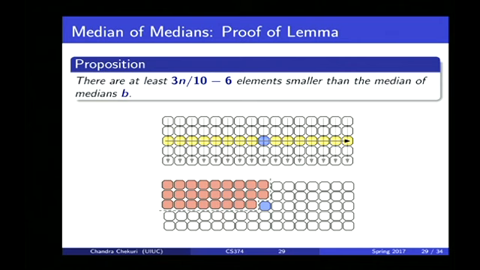The minus 6 is there because n may not be divisible by 5, and maybe in this column only 2 guys are smaller than this. So don't worry, it's all noise. That is just to be precise.